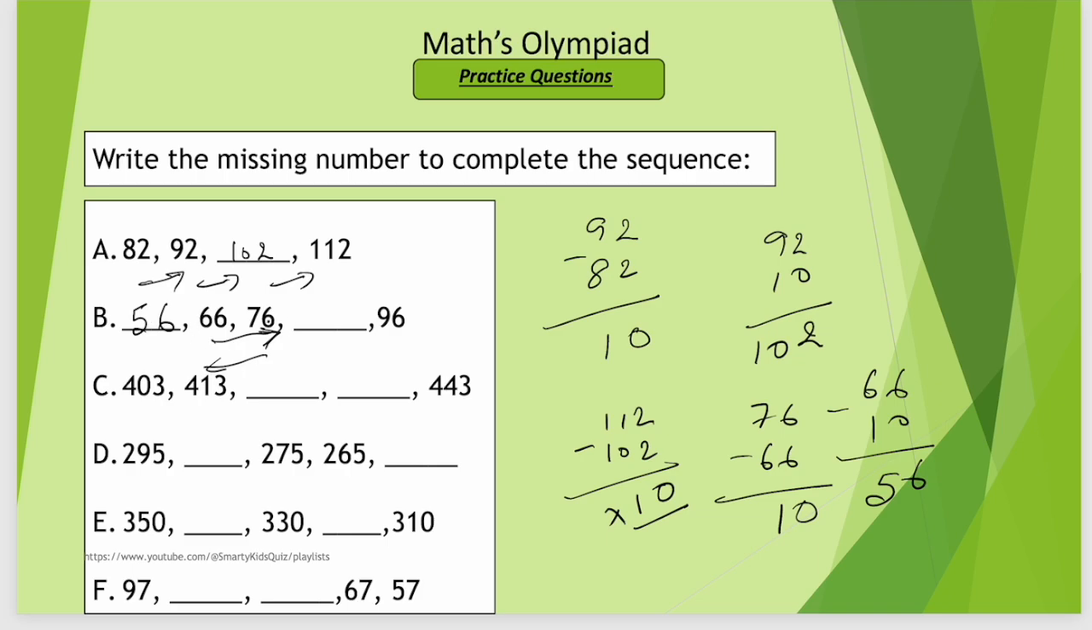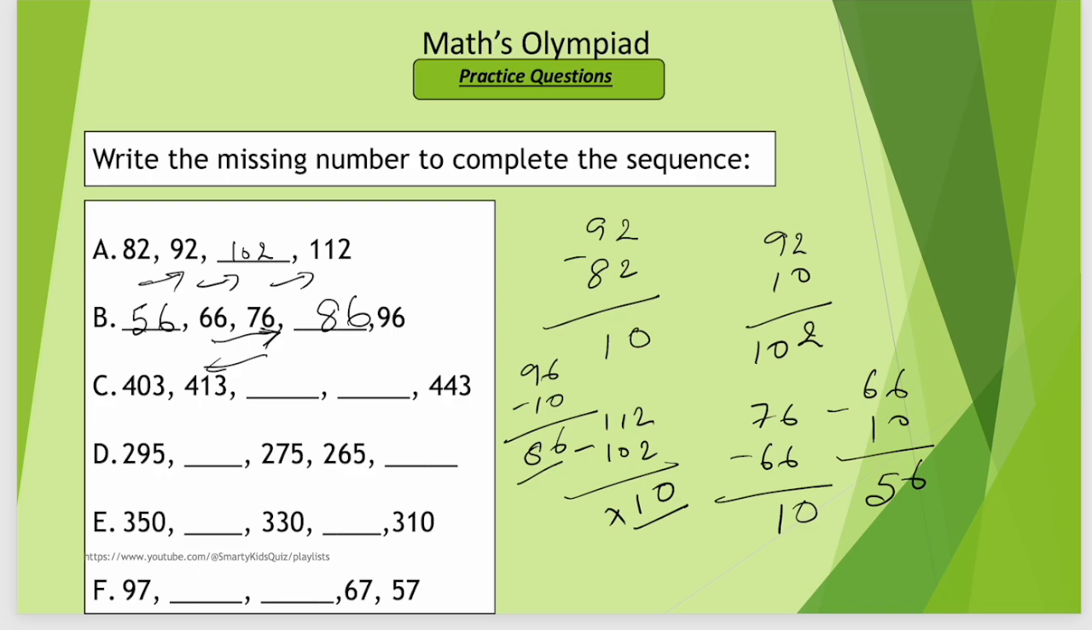Now here also 76, I can just write 86. How can I write? 96 minus 10. I can just write 96 minus 10. So here 6 minus 0 is 6, 9 minus 1, 8, is equal to 86. Done. Now see, 403, 413, right?